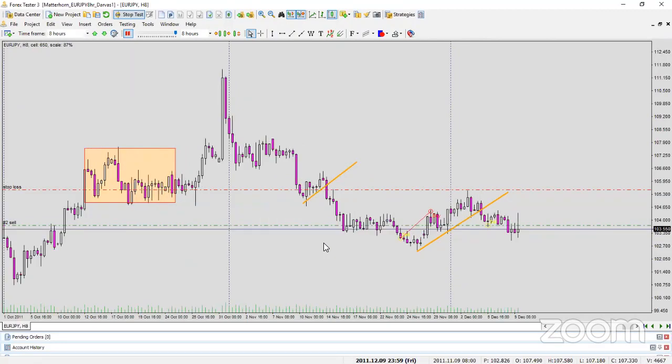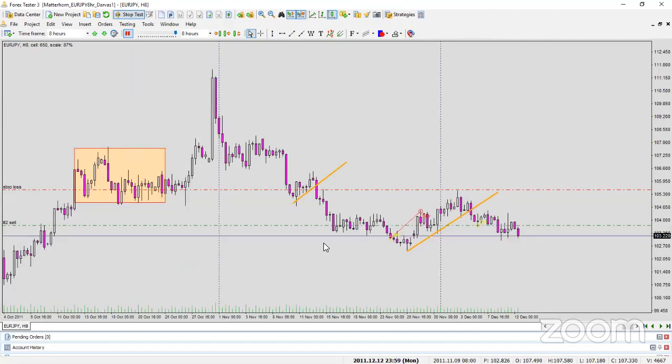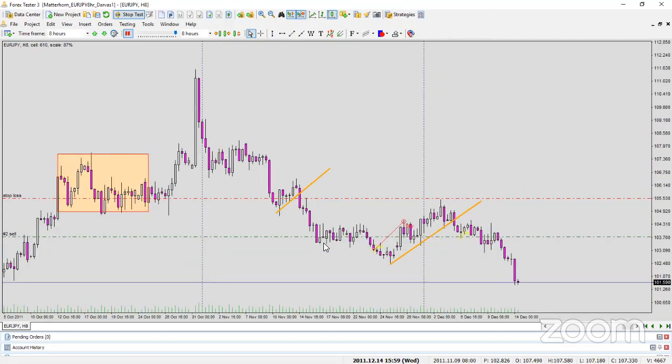Great. Okay, now, are we going to go lower? Okay, now we're going lower. Great. So now that I'm in this trade, I might move my stop loss to break even, for example, or slightly above break even like that, so that my risk is now gone.